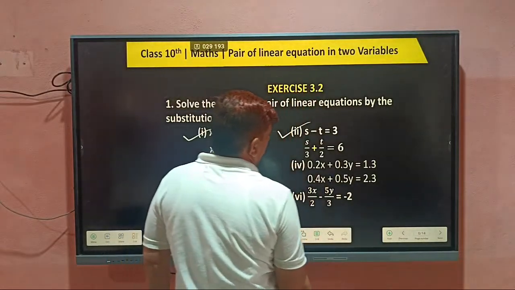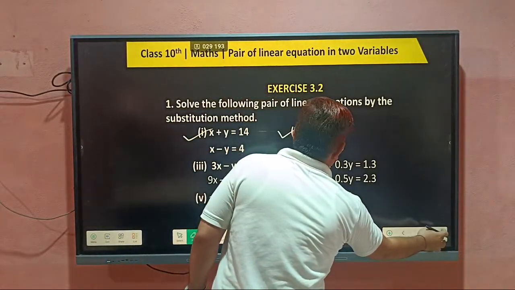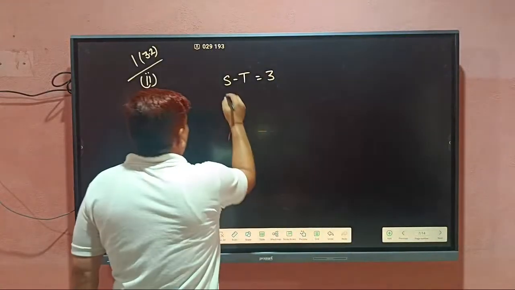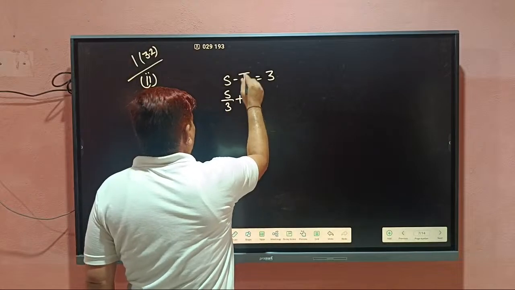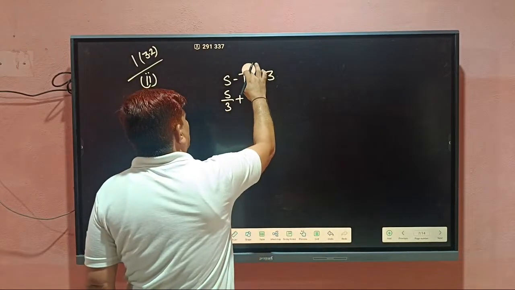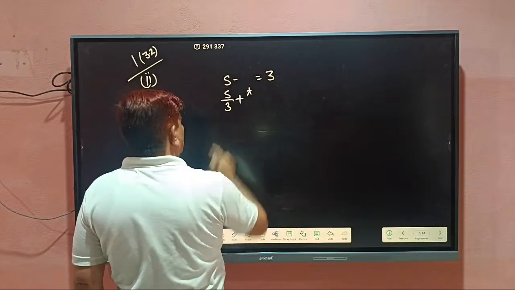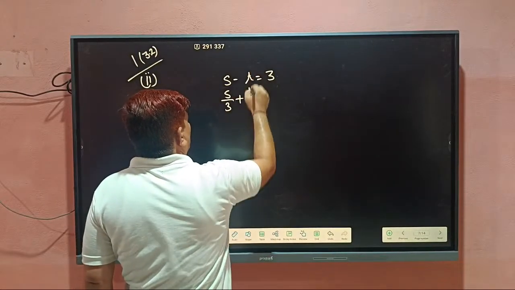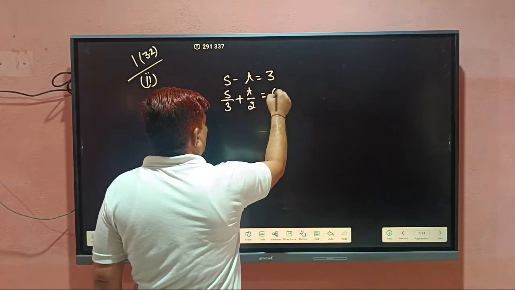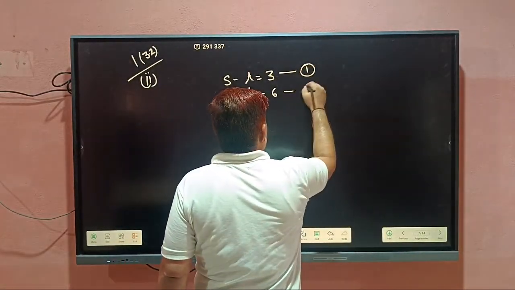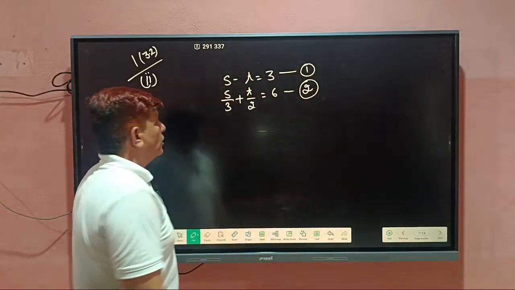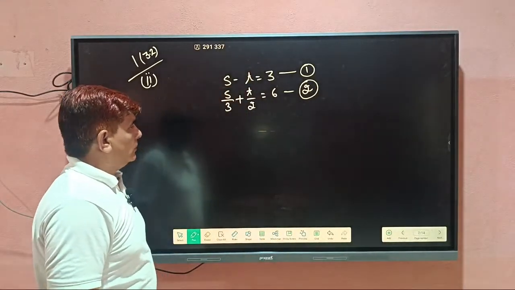Then s by 3 plus t by 2 equal to 6. This is your equation number 1. s minus t equal to 3 is your equation number 2. Yes or no?